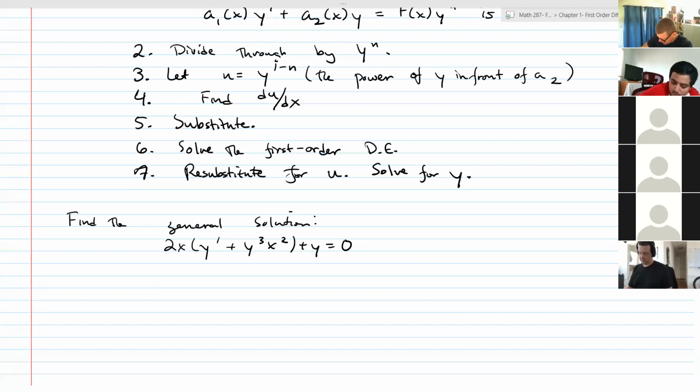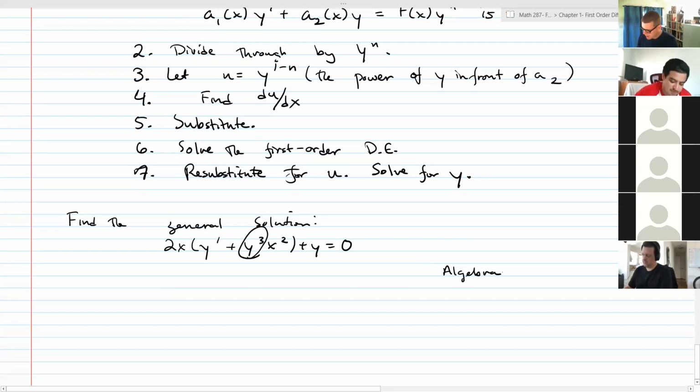Now, we want to think to ourselves, this does not look remotely like it's going to be homogeneous to degree 0. So probably it's a Bernoulli's. I can tell that because I've got this y cubed sitting there. If I've got a y cubed, there's a good chance that Bernoulli's might work. So I need to get it in the form of my first order differential equation. I'm going to do some algebra, and I'm going to multiply through by 2x. So I get 2x y prime plus 2x cubed y cubed plus y equals 0.